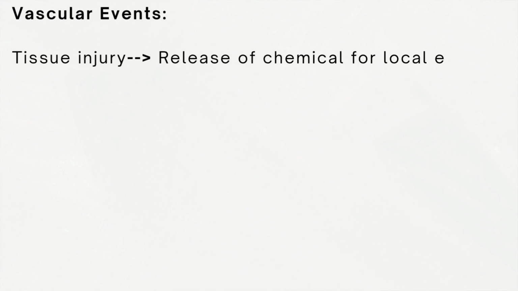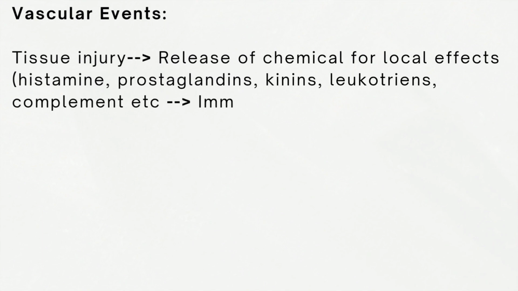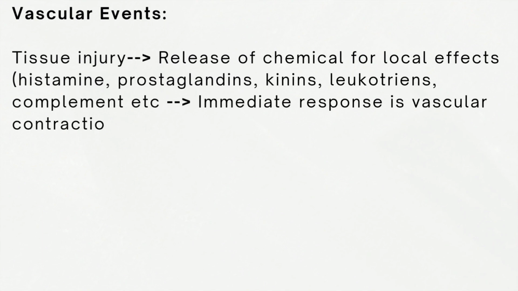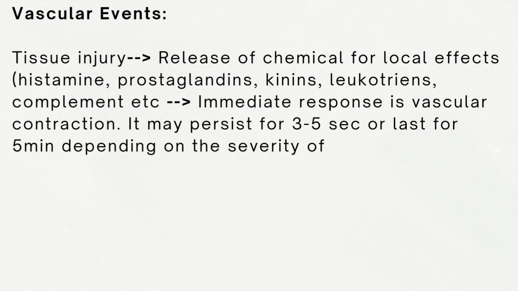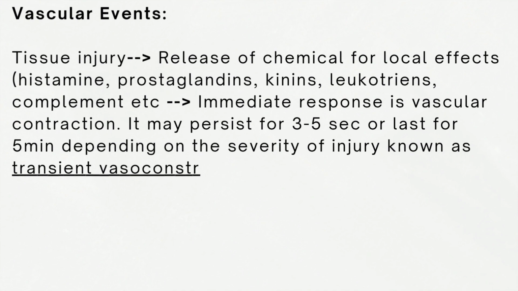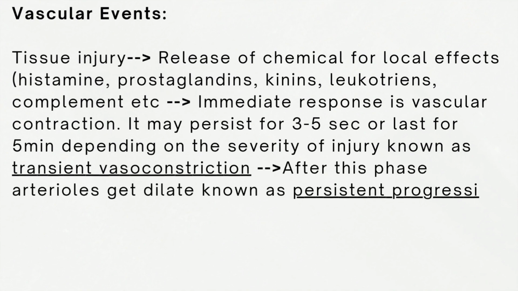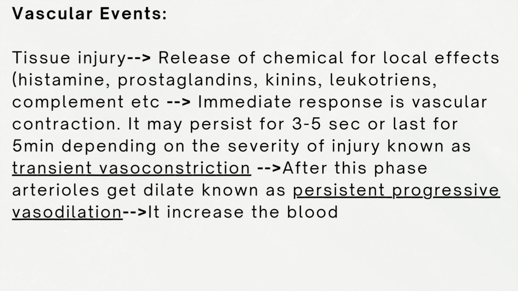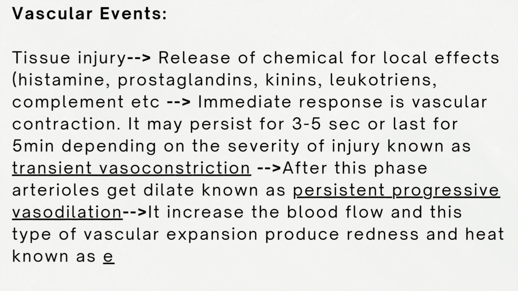Vascular events: tissue injury leads to release of chemicals for local effects: histamine, prostaglandins, kinins, leukotrienes, complement, etc. The immediate response is vascular contraction. It may persist for 3 to 5 seconds or last for 5 minutes depending on the severity of the injury, known as transient vasoconstriction. After this phase the arterioles dilate, known as persistent progressive vasodilation. It increases the blood flow, and this vascular expansion produces redness and heat, known as erythema.